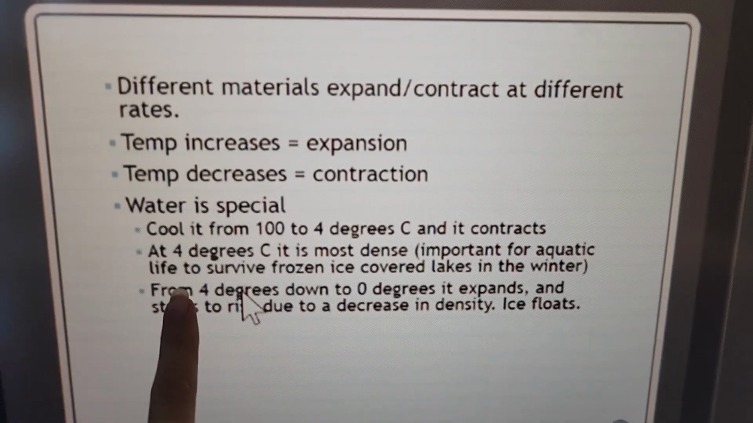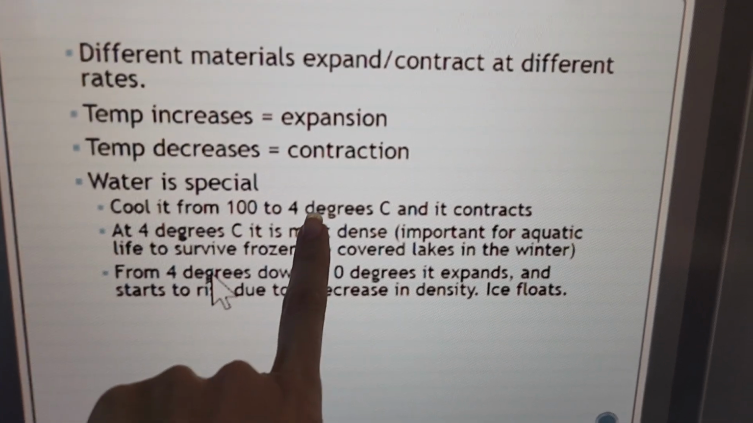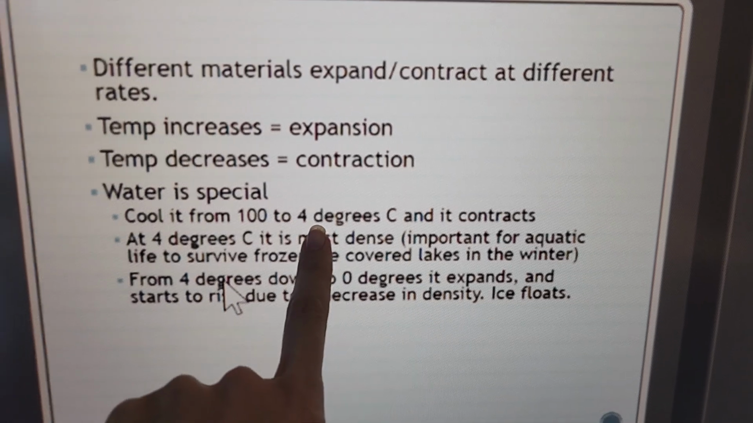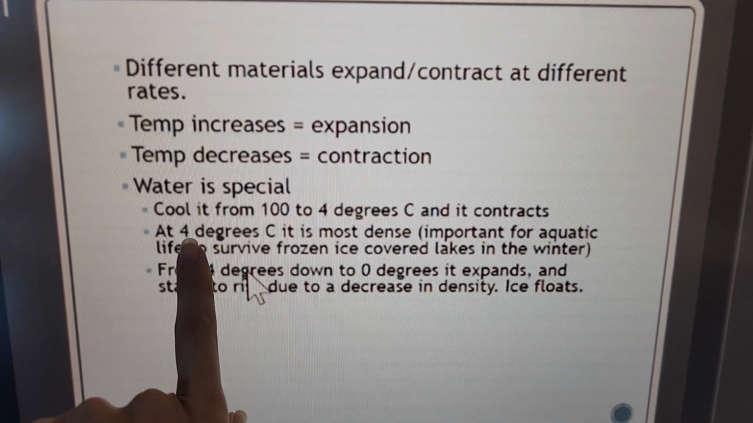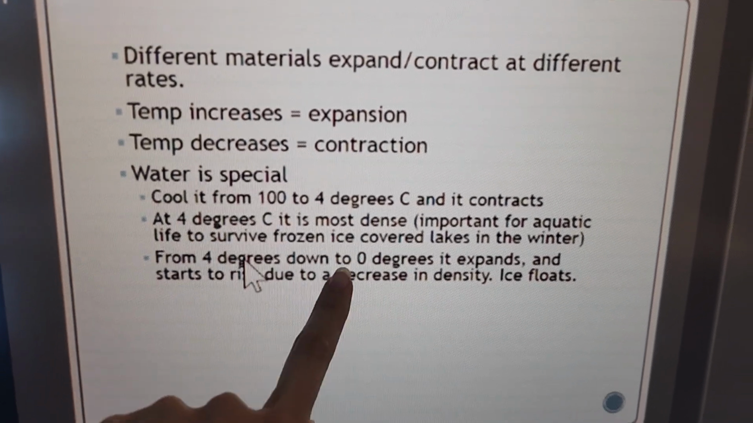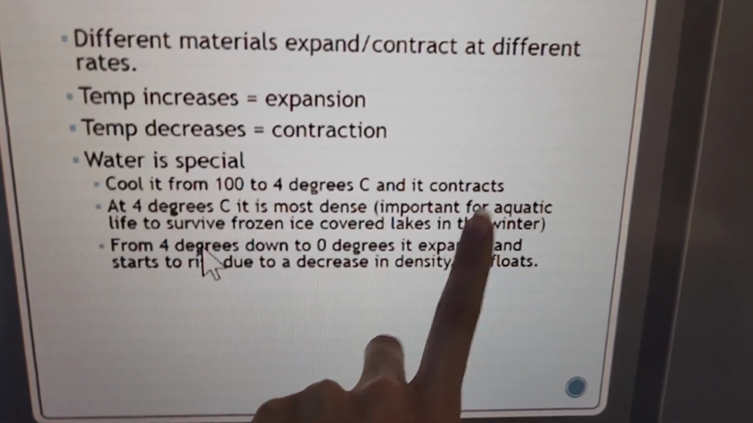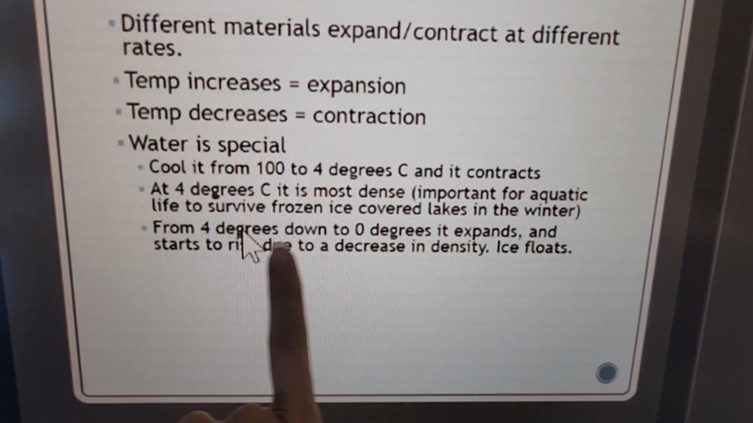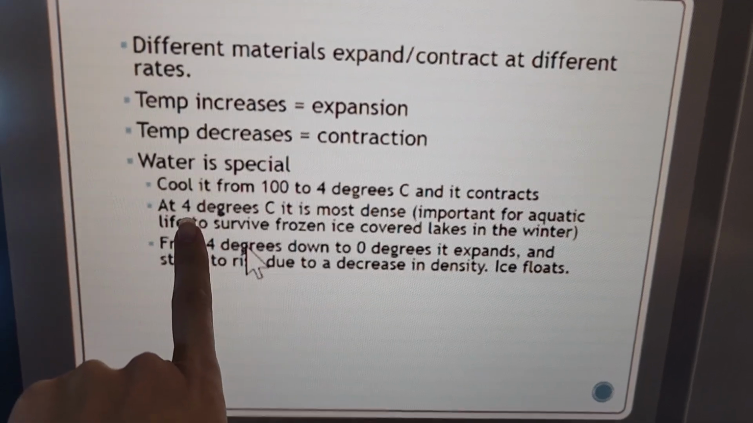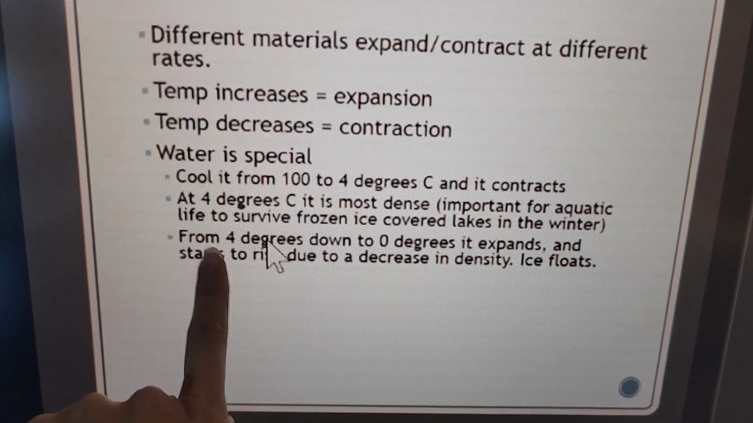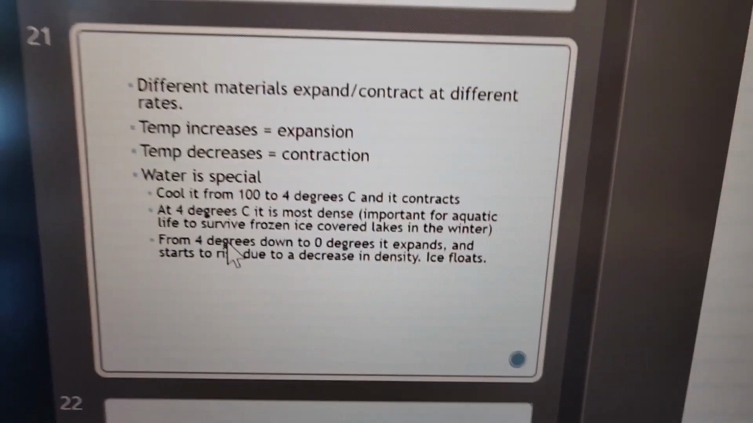Now, water is a special material in that it is most dense at 4 degrees Celsius. And below that, from like 3 degrees down to 0 degrees, as it freezes, it becomes less dense and it rises to the surface of a lake. That's important for fish to survive in the winter because they settle at the bottom where the water is about 4 degrees. That's the densest. That's why ice floats.